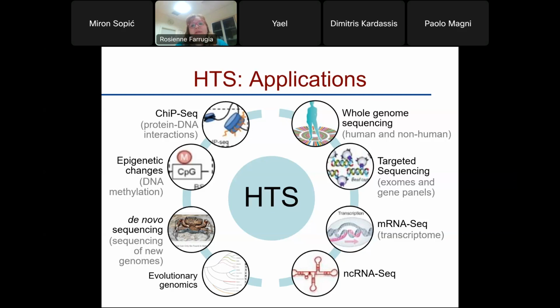We can sequence organisms whose genomes are completely unknown, and I put a picture there of a local crab, which is found only here, that is being sequenced by one of the research teams at the university. And the technology can also be applied to look for methylation changes. So it is one technology which is basically replacing many other things which we used to do separately before.